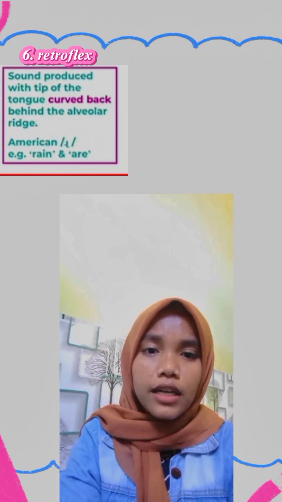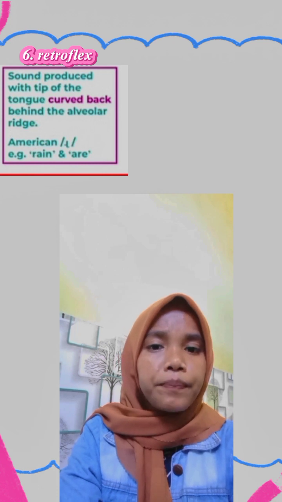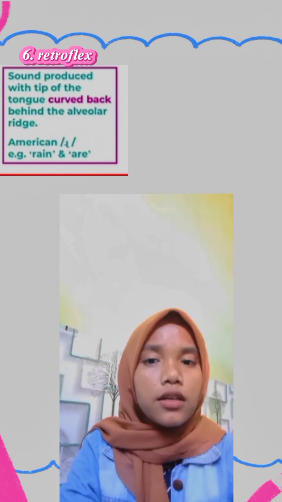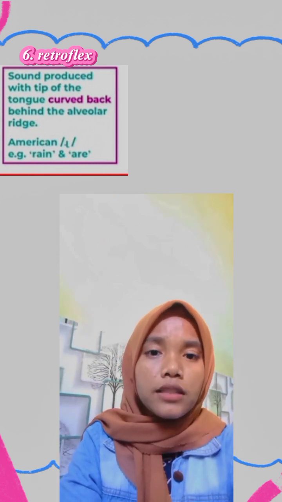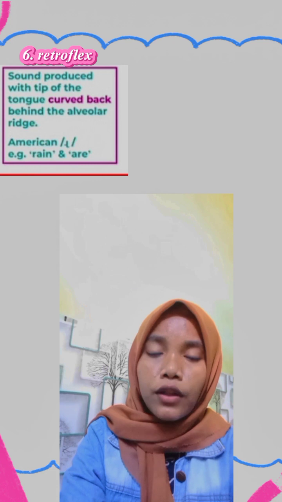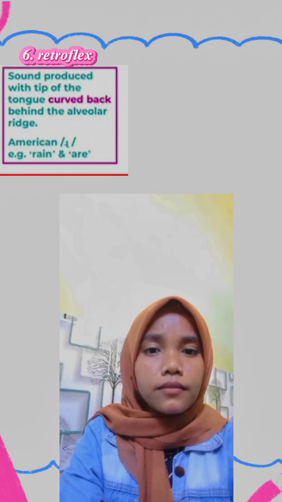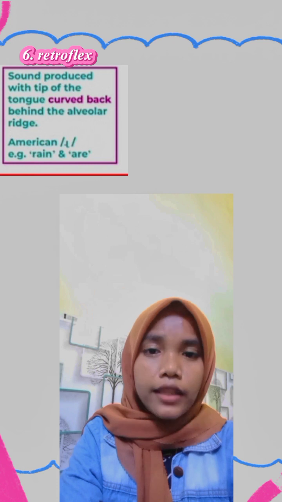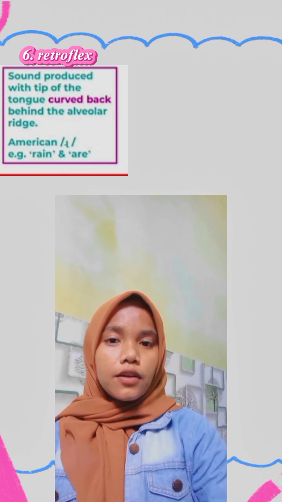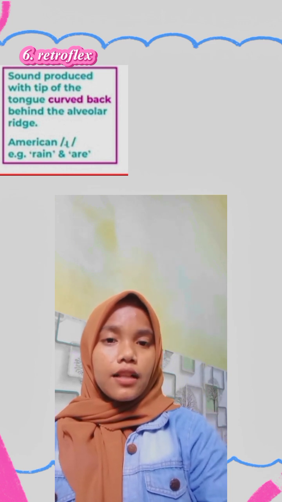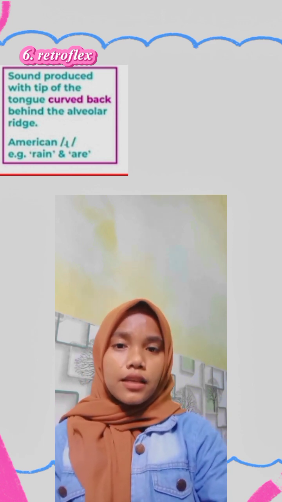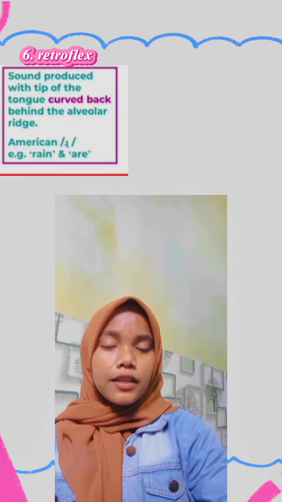So post-alveolar, really. But the specific thing is the tongue is curved backward, and there's a little arrow here to show that the tongue will move backward. That's when we pronounce the American R.